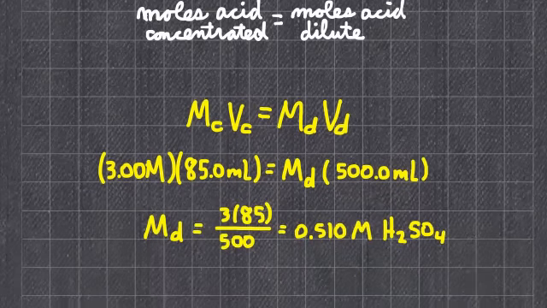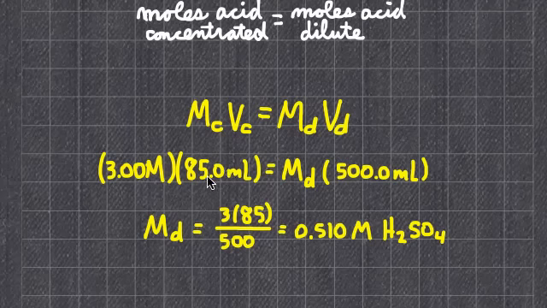So the math is pretty simple. Notice I wouldn't really have to change milliliters to liters here, as long as this volume is in milliliters as well. The millis will cancel. If I took 3 times 85, I would get the millimoles of acid, which would be the same as this one times this one. It looks like 3 times 85 divided by 500 is 0.51 molar. So my new concentration is 0.51 molar. It went down from 3 molar to about 0.51 molar.